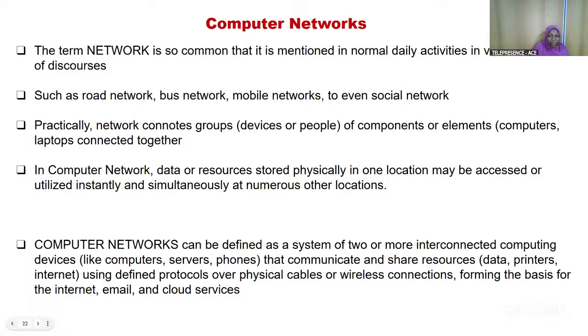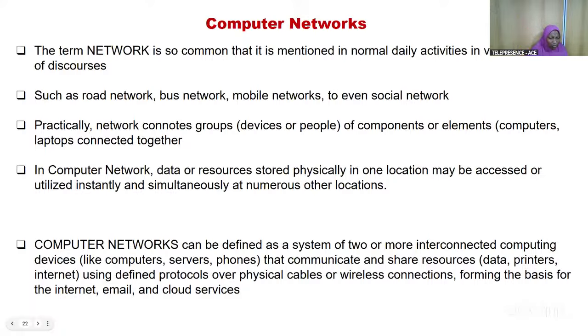So we can say that a computer network can be defined as a system of two or more interconnected devices that communicate to share resources and data based on defined protocols over communication media that could be physical cables or wireless, via the internet, the email, and the cloud services. Once you're able to have this kind of scenario in an office, you can reach every part of the universe while you are sitting down in your office.